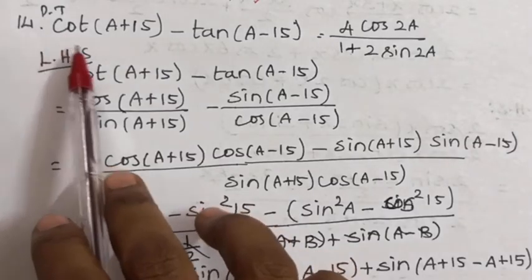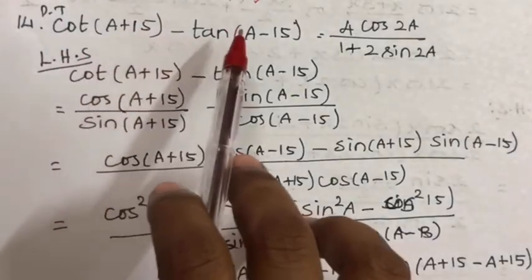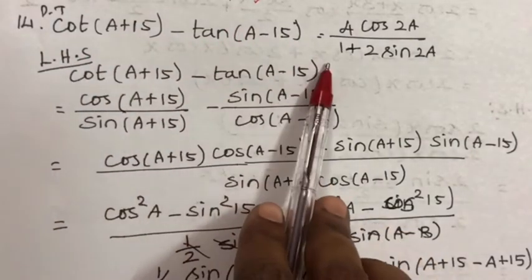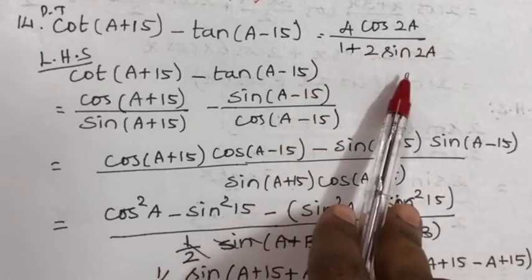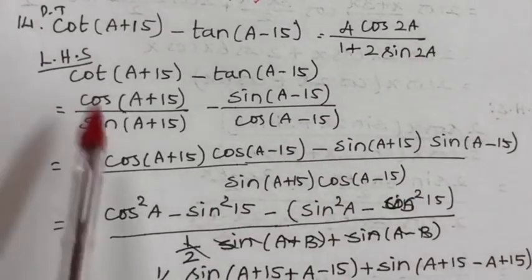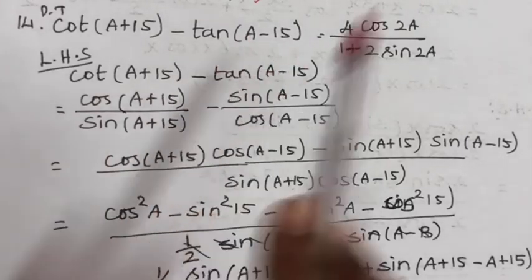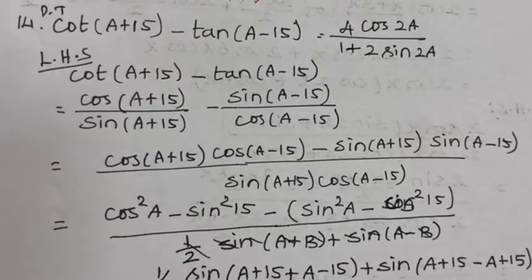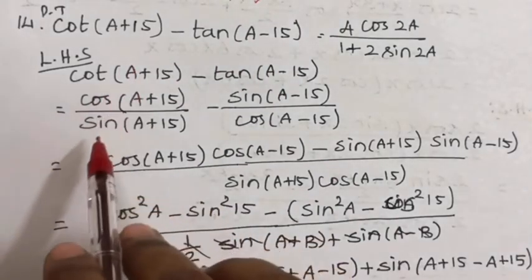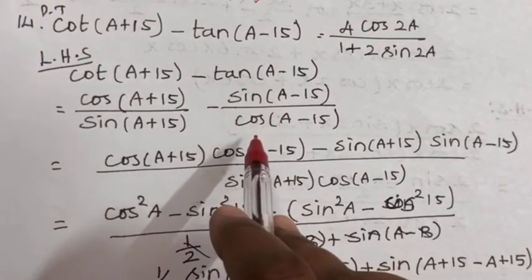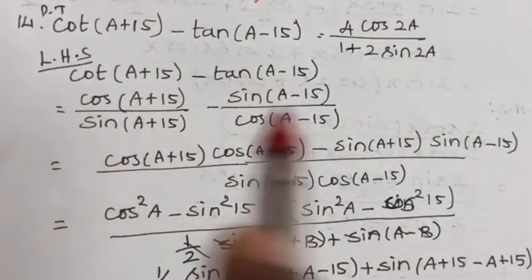14th one, prove that cot(a plus 15) minus tan(a minus 15) is equal to 4 cos 2a divided by 1 plus 2 sin 2a. Left hand side, let's take first cot(a plus 15) minus tan(a minus 15). So cot means cos by sin, tan means sin by cos. Okay, we have written it.